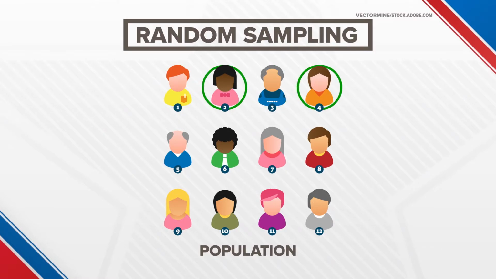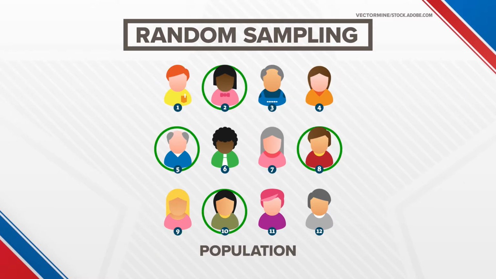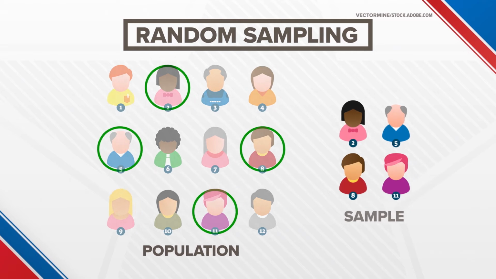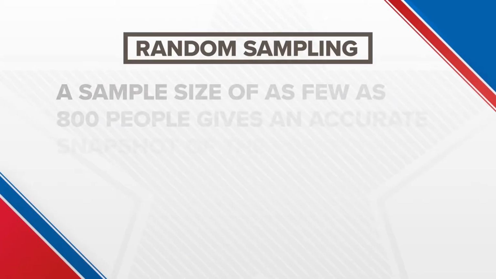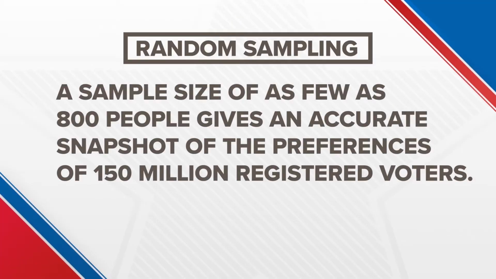Each individual is chosen randomly and entirely by chance, in a way that each individual has the same probability of being chosen. So, as long as people aren't targeted for polling, a sample size as few as 800 people gives an accurate snapshot of the preferences of 150 million registered voters. The margin of error you see listed at the bottom of polls indicates the error expected by scaling the sample size to the true population, and it's often about 4%.